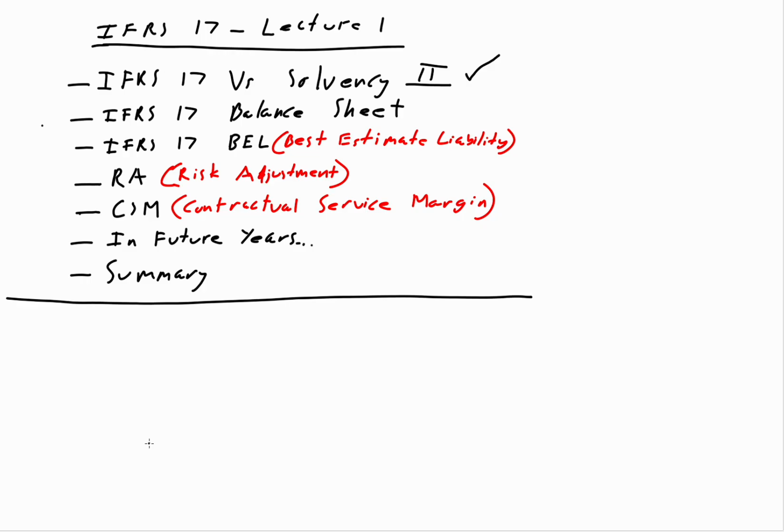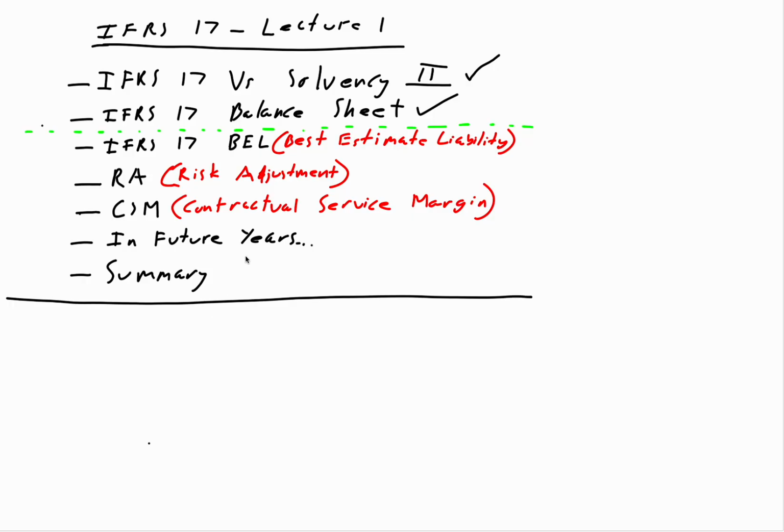So in this lecture we're going through an introduction to the IFRS 17 balance sheet and a little bit on how profit is handled. Last time we did the first couple of sections here, the IFRS 17 versus Solvency 2 and the IFRS 17 balance sheet. The important point to take away is that the IFRS 17 balance sheet is different to the Solvency 2 balance sheet, so you're going to get a different calculation for how much free assets the company has.